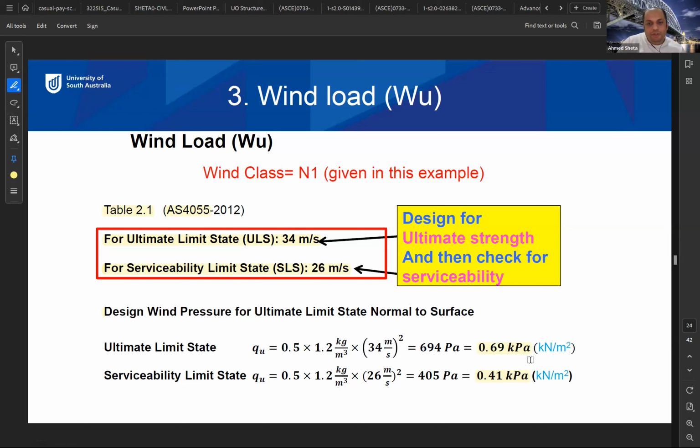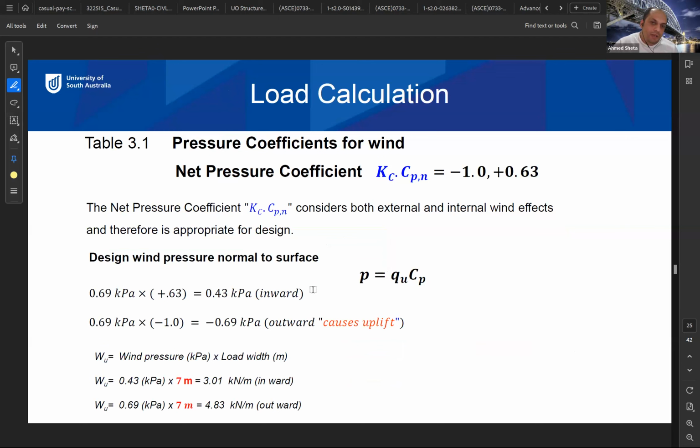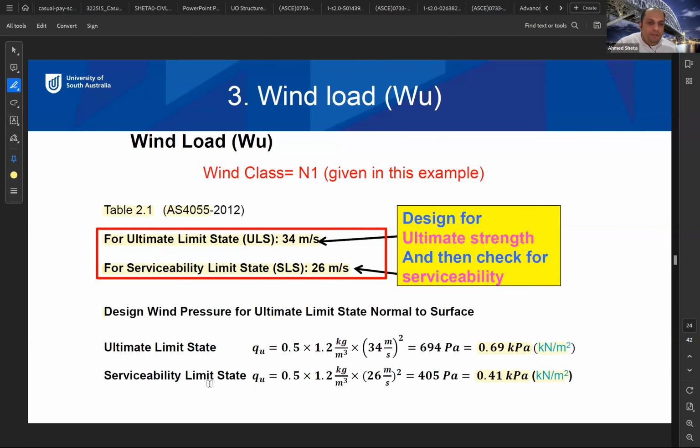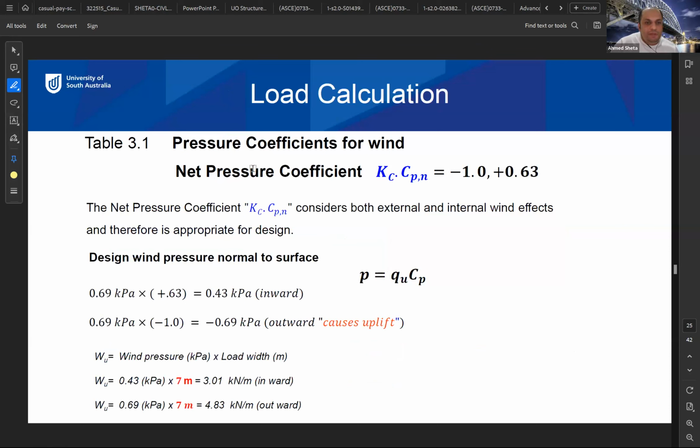And why do we want to convert it to kPa? Because kPa is equivalent to kilonewton per square meter, which will be much easier to deal with when we are calculating the loads. Okay. So the next step, now that we have the surface and ultimate pressures, is to calculate using table 3 the coefficients, because we have coefficients for inward and outward, or pressure and suction.